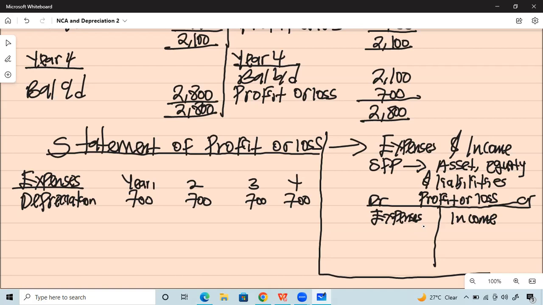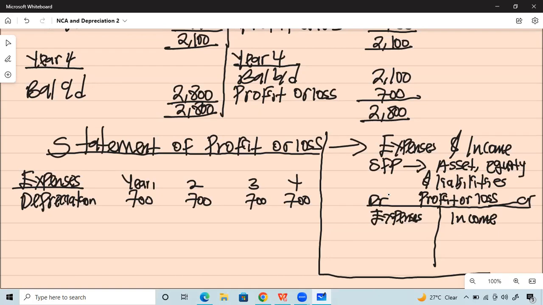If someone asks you that debit P&L, it means that particular item is an expense. If someone says credit P&L, it means that particular item is income. So please don't forget this.